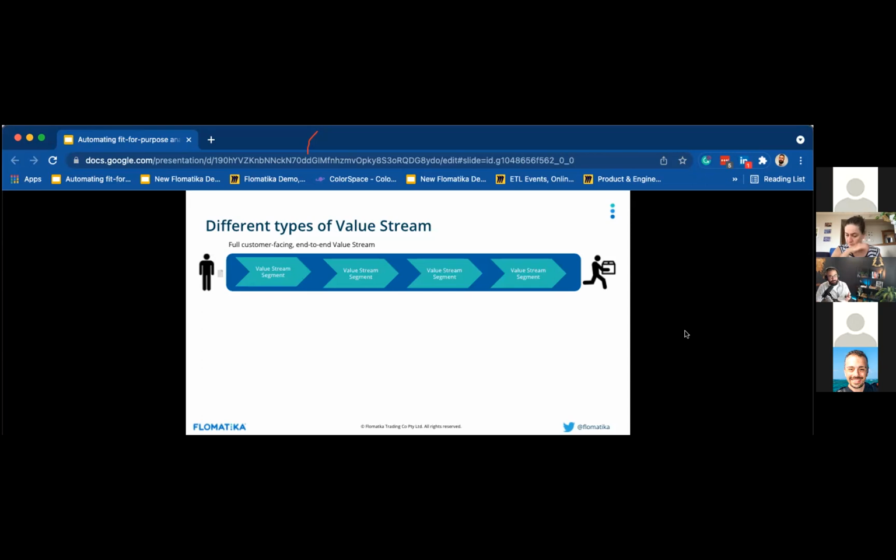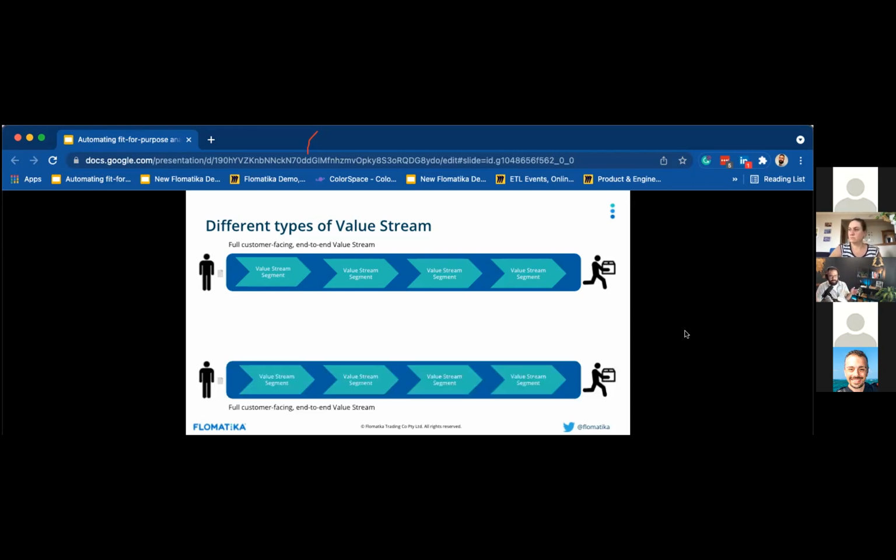The next one is value stream segments. Usually, end-to-end value streams are made out of different value stream segments. And then an organization can have several end-to-end value streams, maybe for different products, maybe for different services, etc.